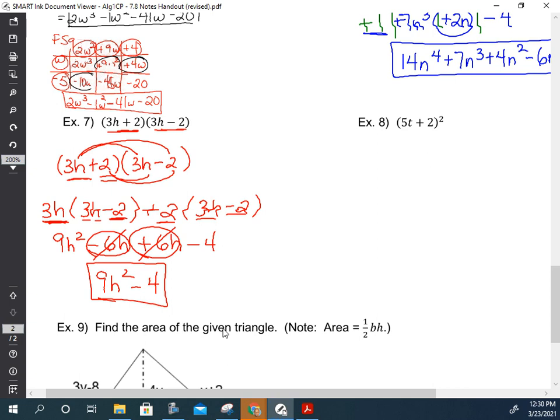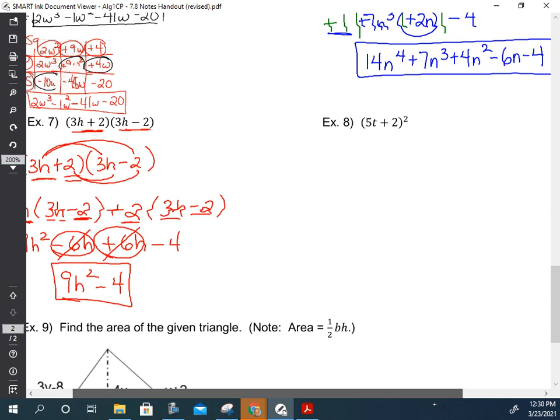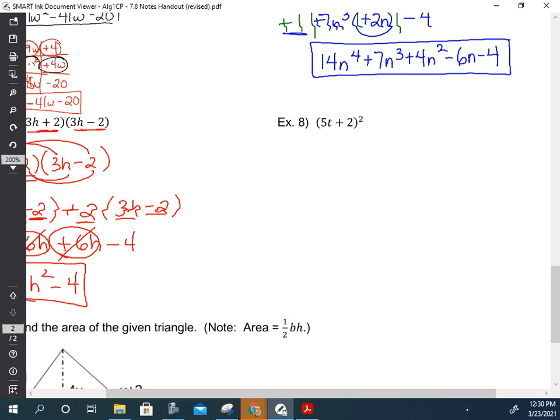So then that would be 40y squared plus 21. And then you multiply that squared by y. All right, problem 8. So problem 8, you have 5t plus 2 squared.